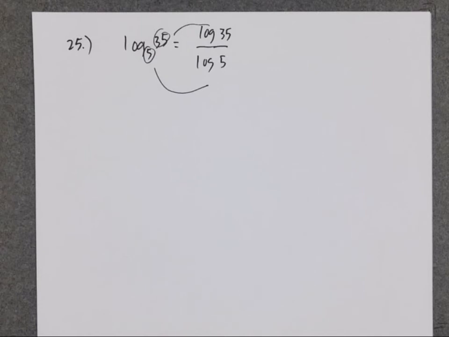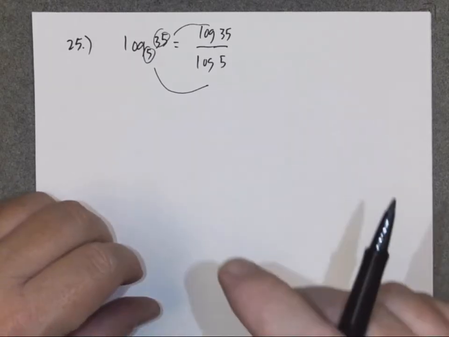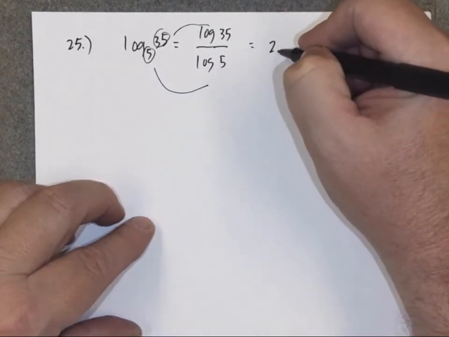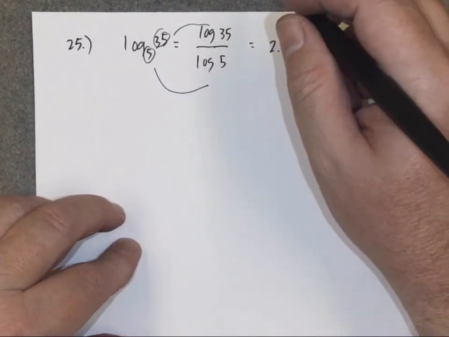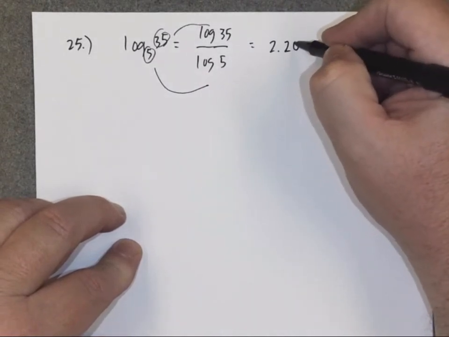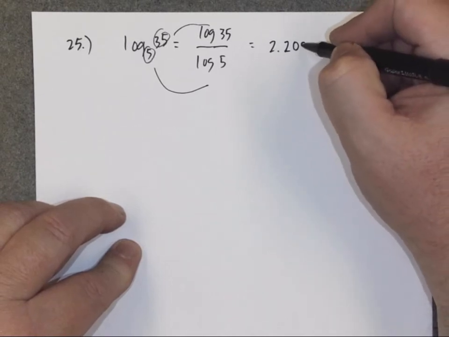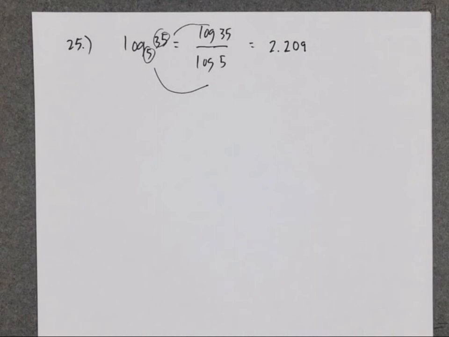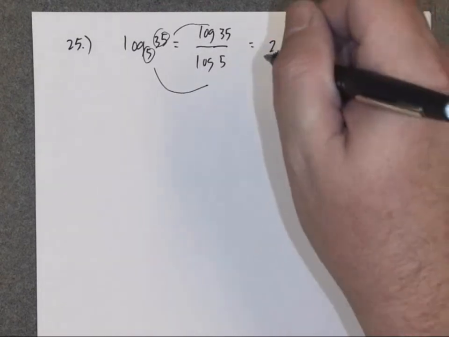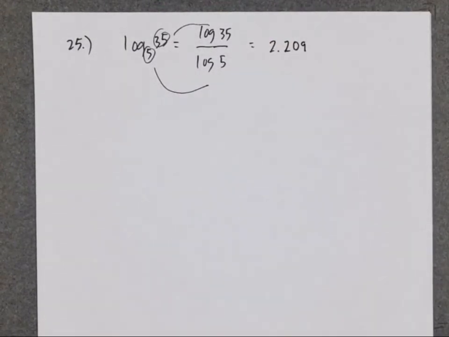And the answer says round to the nearest thousandth. Wow. So I have 2, the thousandths means 3 decimal places. 2.20, then it's 2.2090. So 2.209. And that is the correct answer. That would be a great test problem, huh? A change of base? Very simple. All right, so let me stop now, and we'll pick up the next video with problem 26.